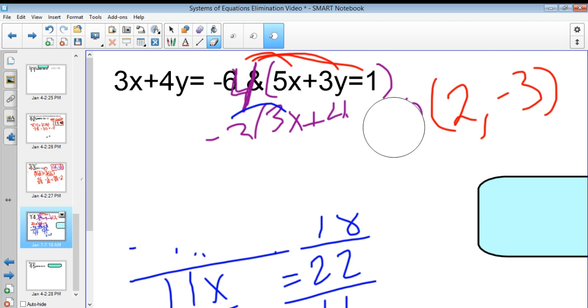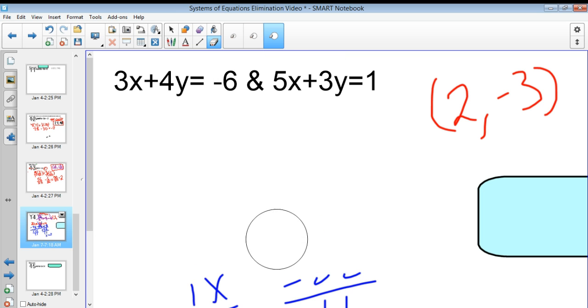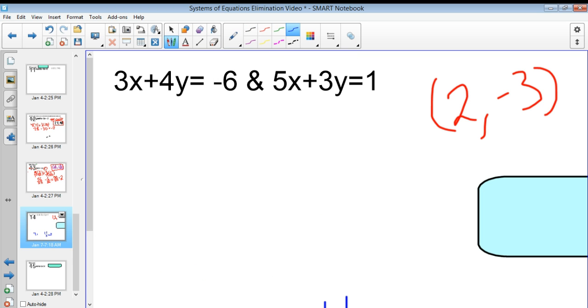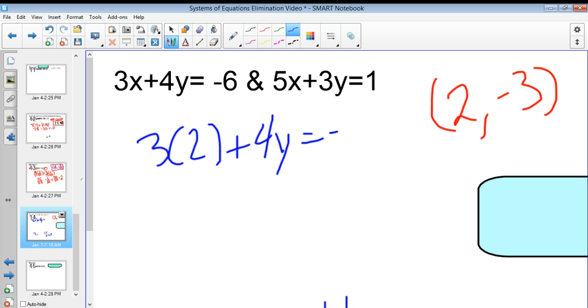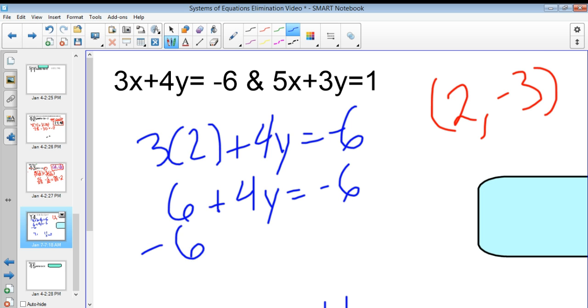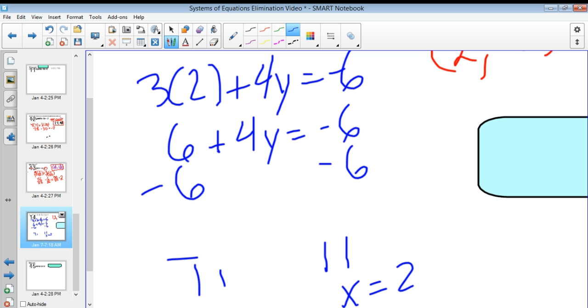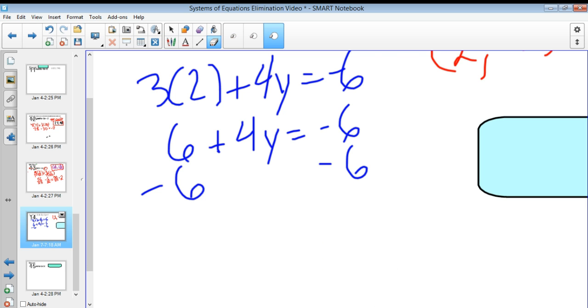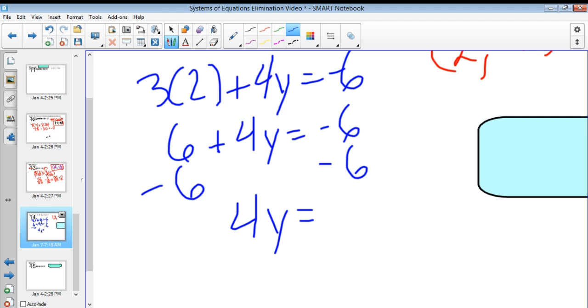From there, plug it in and go. So 3 times 2 plus 4y is equal to negative 6. 6 plus 4y is equal to negative 6. Subtract 6, and this is where you might have made a mistake and had a different y, and you would have gotten 4y. Some of you might have written 0 here, but it's really negative 12.